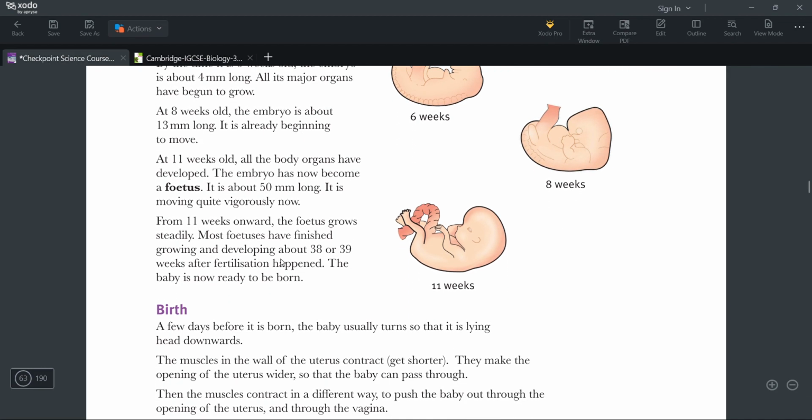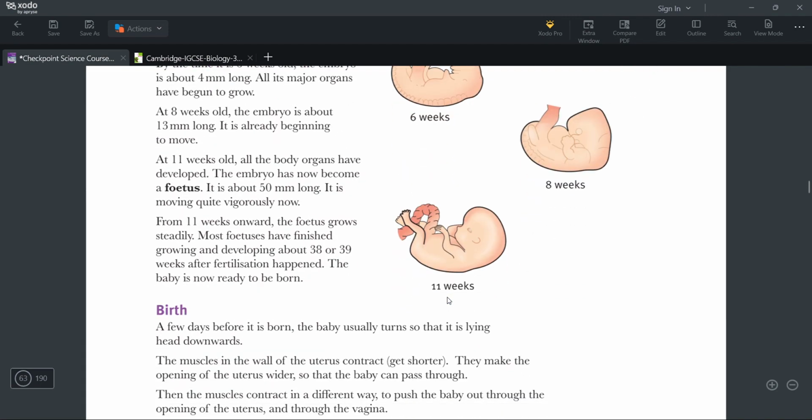At 11 weeks old, the body's organs have developed, and the embryo has now become a fetus. It's about 50 millimeters long, and it is moving quite vigorously now. So little hands and little feet are able to start to move around. Most fetuses have finished growing and developing by about 38 or 39 weeks after fertilization, and the baby is now ready to be born.